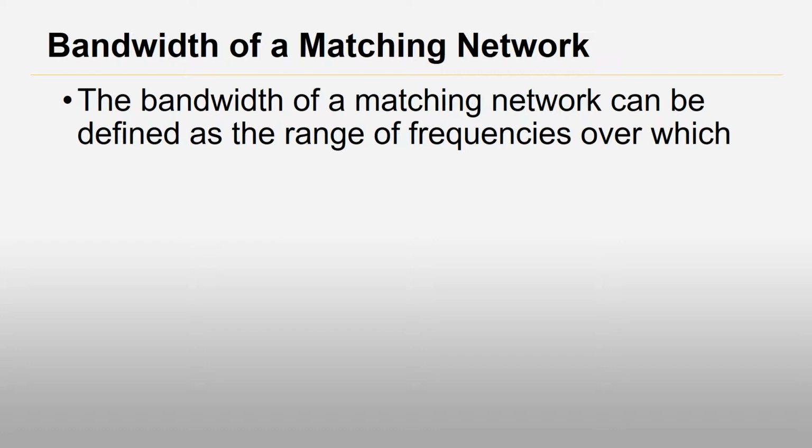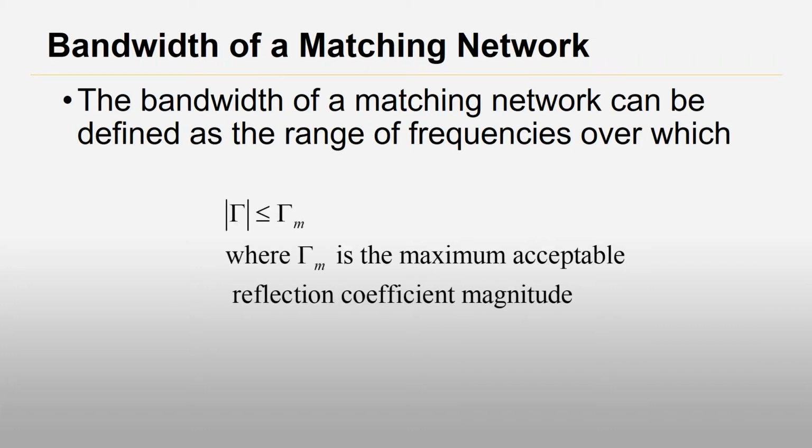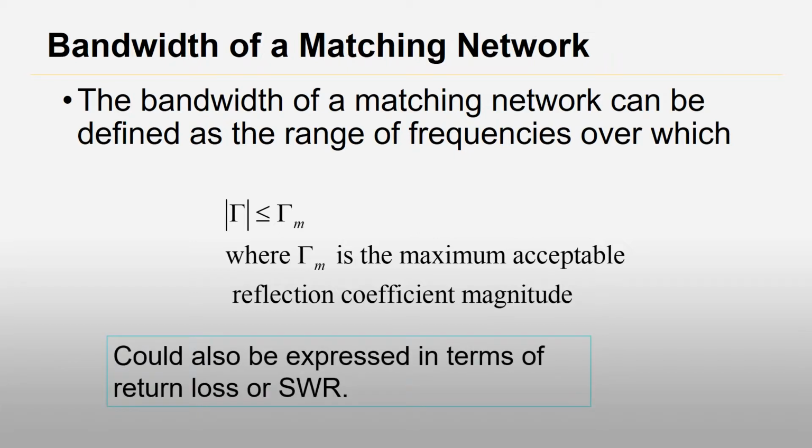Now, it turns out that we don't generally want to design a matching network to work at a single frequency. We'd like it to work over some bandwidth. And the bandwidth of a matching network can be defined as the range of frequencies over which the input reflection coefficient is less than some maximum acceptable reflection coefficient magnitude. And we could also express this, completely equivalently, in terms of return loss or standing wave ratio.